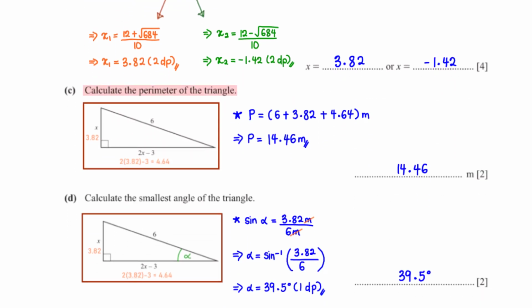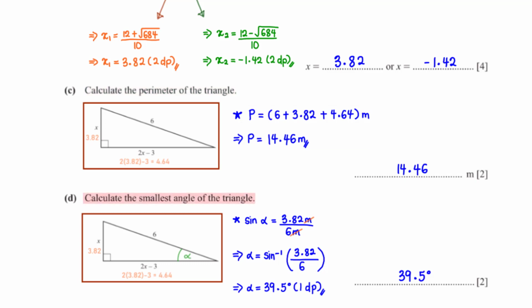Calculate the perimeter of the triangle. We need to plug the value of x into the dimensions of the triangle. The length of a shape cannot be negative, so we use the positive value of x to get the base and the height of the triangle. And so the perimeter of the triangle is equal to 6 plus 3.82 plus 4.64 meters, which is equal to 14.46 meters.